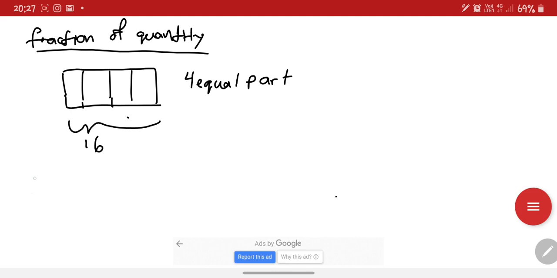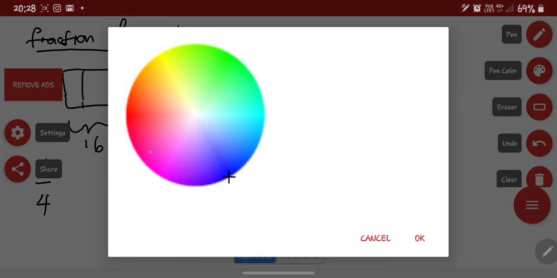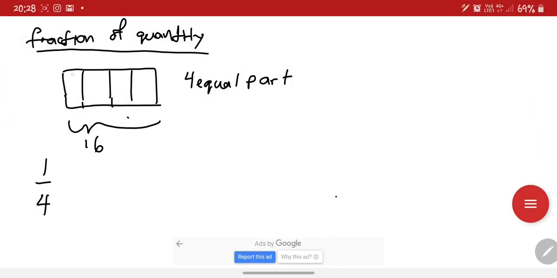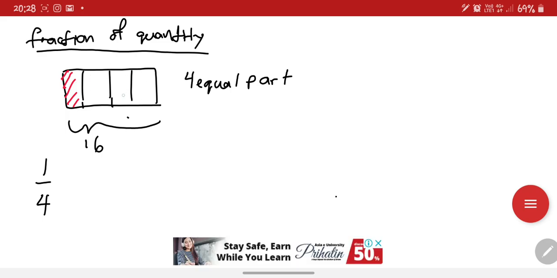So now you want to find 1 out of 4. 1 out of 4 means you want to look for 1 part out of the whole box. You know that 16 is the total, so how much is 1/4? The question is 1 out of 4 of 16. What you have to do is divide 16 by 4, and you get 4.